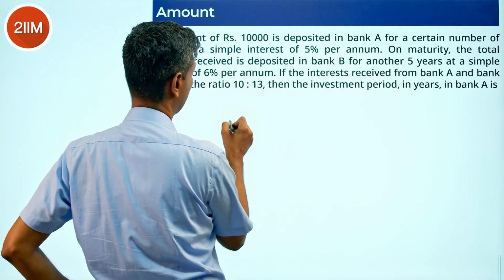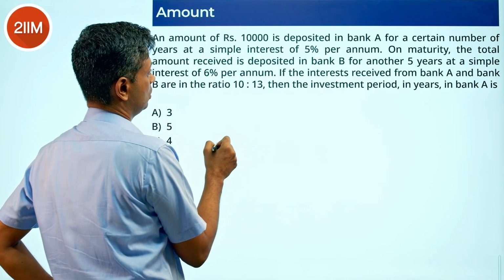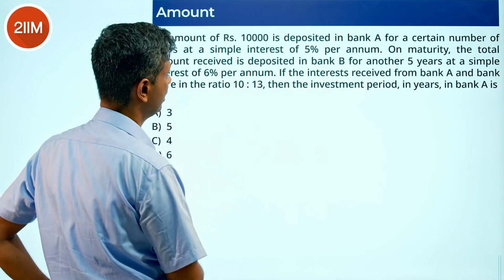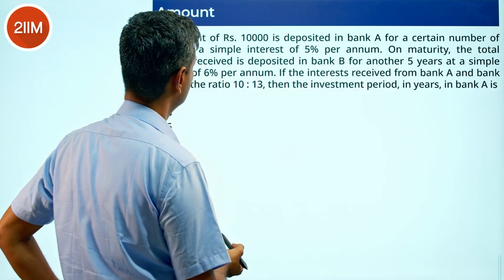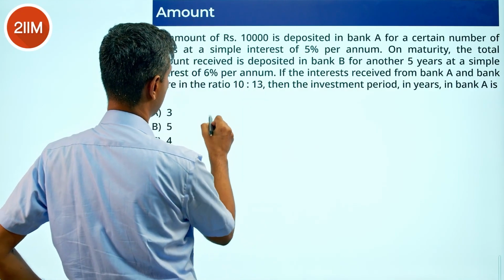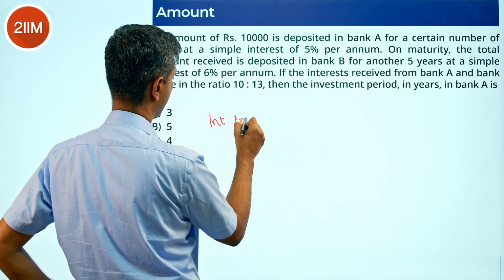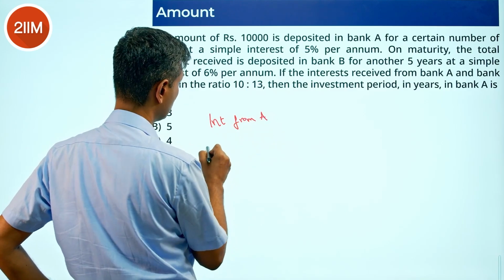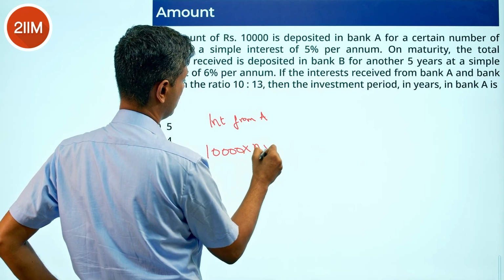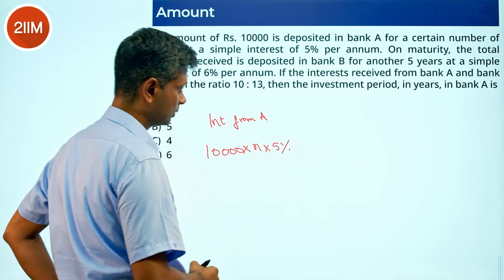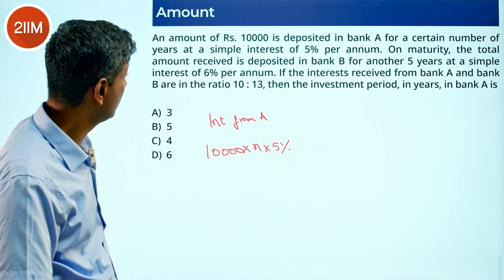Initial principal is 10,000 for a certain number of years, let's say n years. So interest from A is 10,000 into n into 5%. Nice.